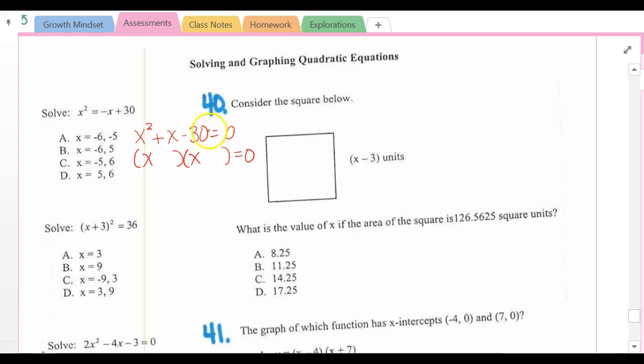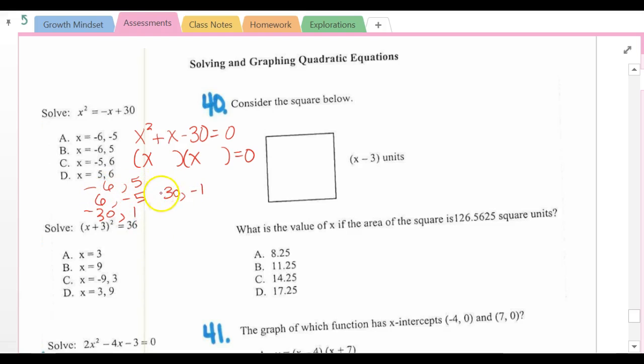The goal is to find two numbers that multiply together to be negative 30, that add together to be a positive 1. So two numbers that multiply together to be a negative 30 would be negative 6, positive 5, positive 6, negative 5. We could have negative 30, positive 1. We could also have a positive 30, a negative 1.